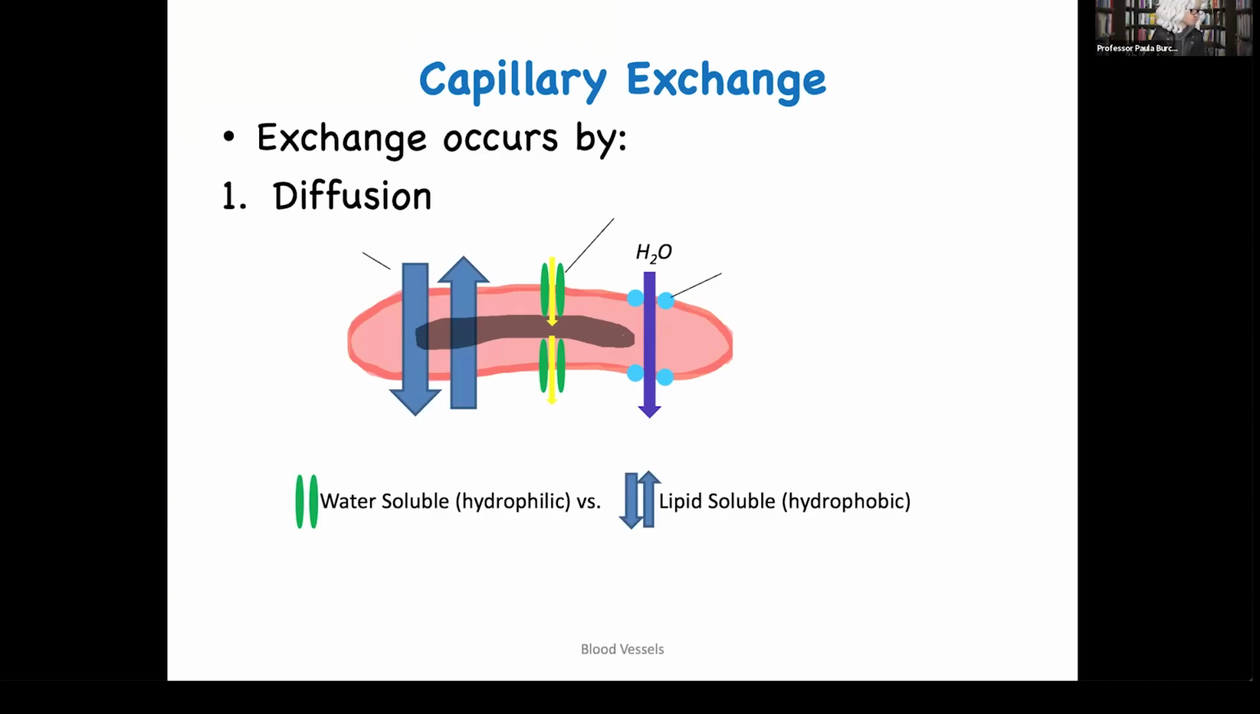If a substance is hydrophobic, it can diffuse right across the plasma membrane. If it is hydrophilic, it will diffuse using transport proteins. Water will diffuse through protein pores called aquaporins.